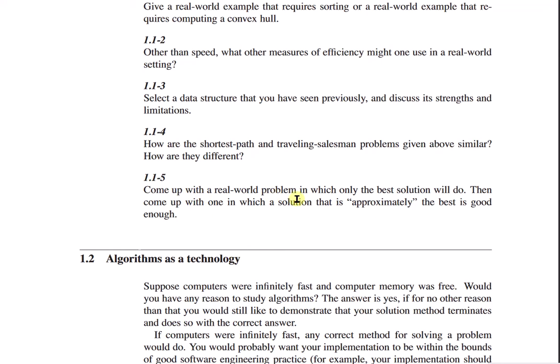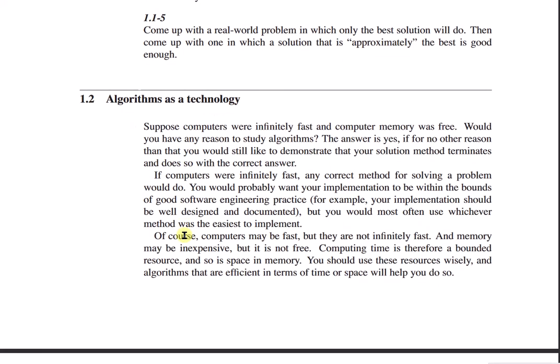Come up with a real world problem in which only the best solution will do, then come up with one in which a solution that is approximately the best is good enough. A real world problem is in hospitals, where for each measurement only the best solution will do. We don't have time for errors there. Approximately good enough can be, for example, a school time schedule. It can be approximately good enough.